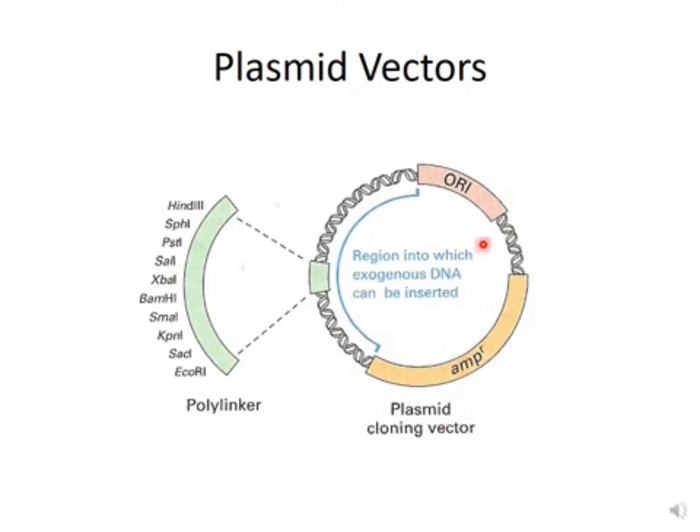So if after the heat shock we plate the bacteria on a dish that has ampicillin on it, only the bacteria that has ampicillin resistance will survive. In other words, only the bacteria that has taken up the plasmid vector would survive, making it a selection mechanism for the bacteria that has taken up the vector.